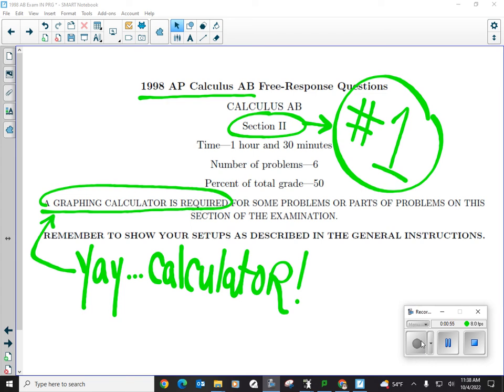But keep in mind that this was 24 years ago, and you would have gotten an hour and a half to do these 6 problems back in the day. So let's go ahead and do this, and we will move forward.